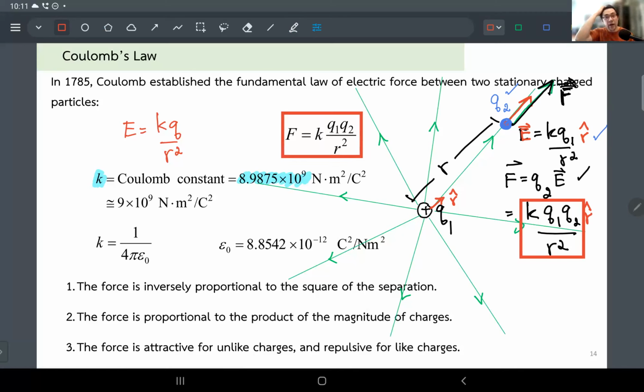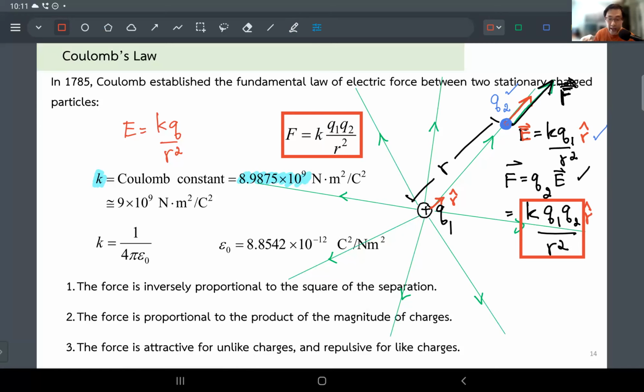Okay, so that is my way of introducing this Coulomb's law to you through the field first. Once you get the field, you can always calculate the force acting on a charge sitting at that field by just multiplying the charge with the field, and then you're done.